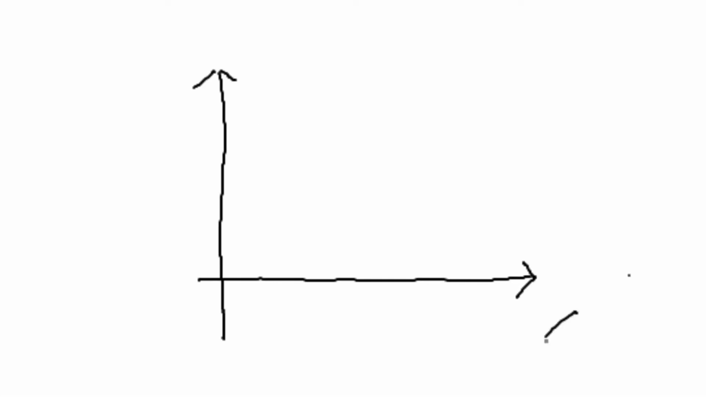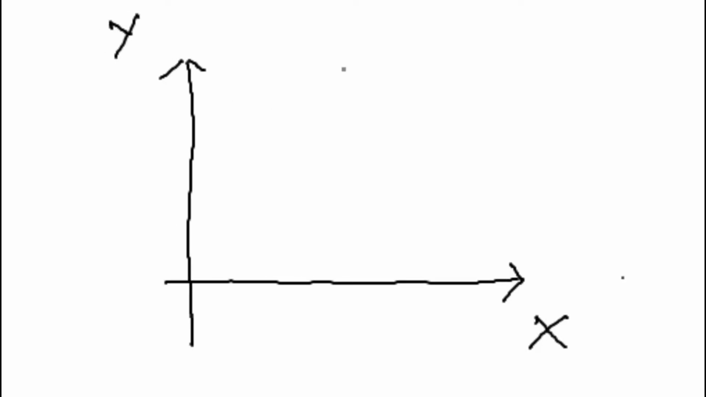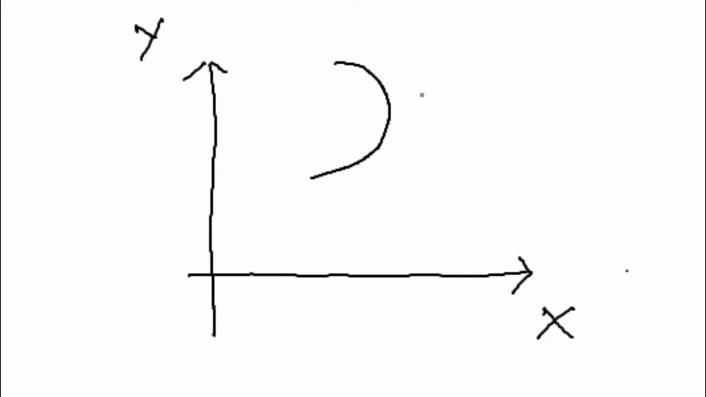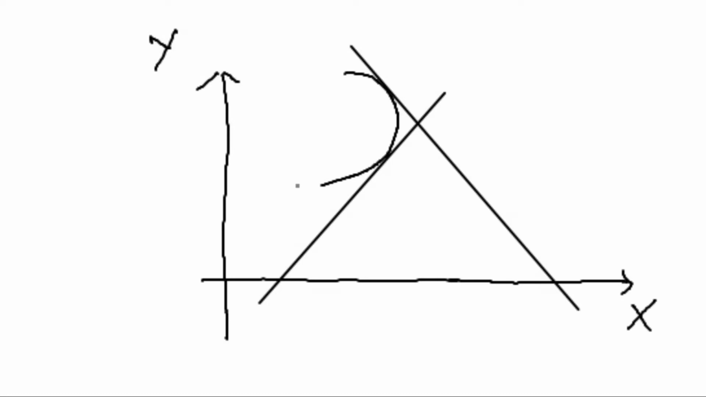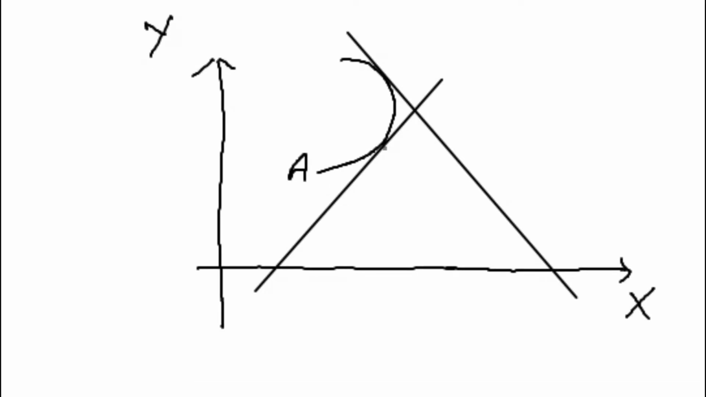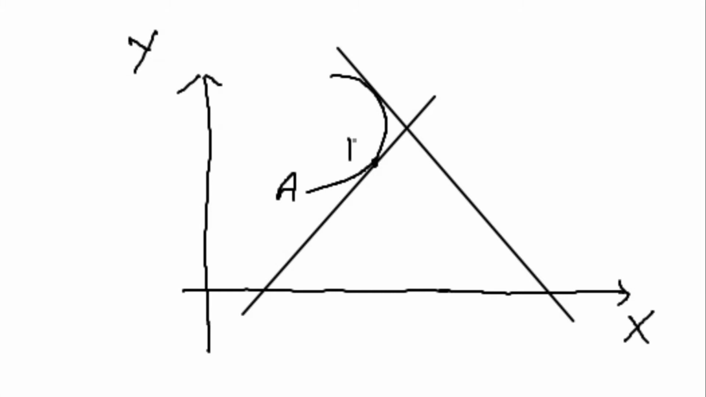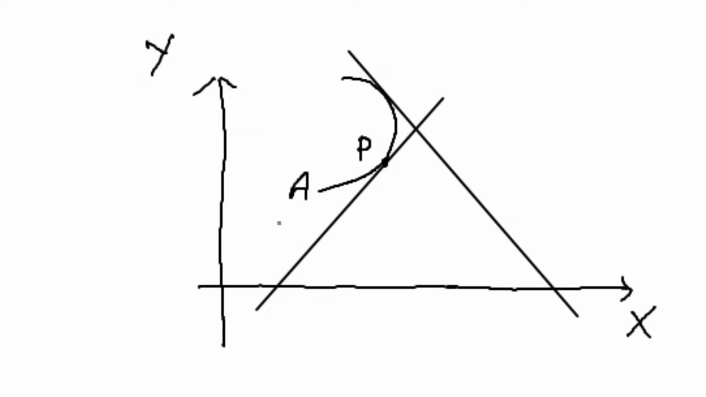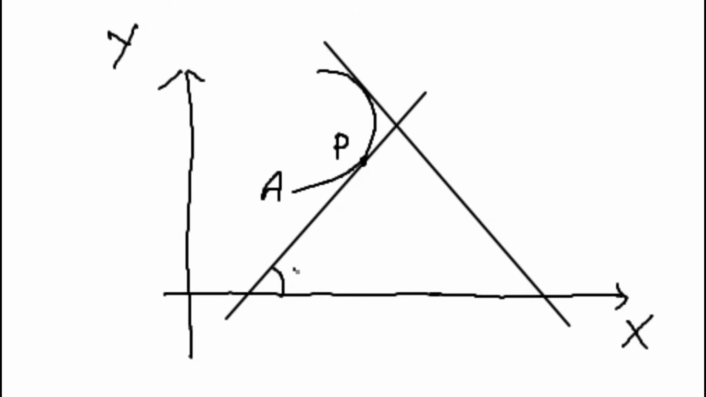Let us consider the coordinate axes, x and y axes. This is your x axis and this is your y axis. Let us consider a curve. Let me consider a point A on the curve, and let me draw tangents to the curve, say at the point P. I'm drawing a tangent which is making an angle of psi with the x-axis.